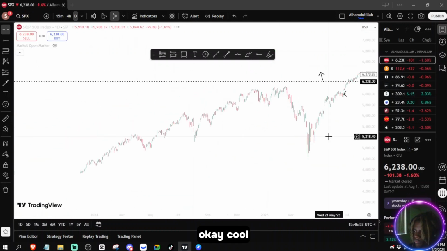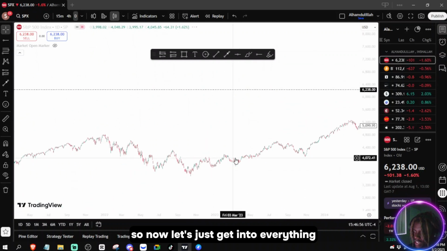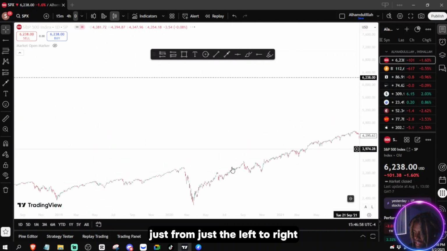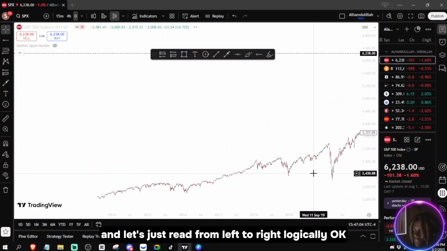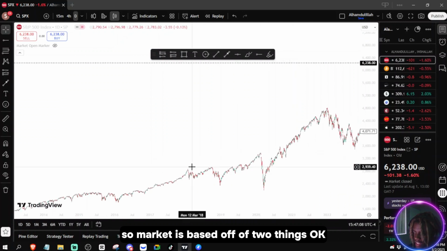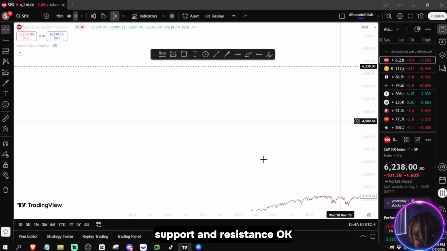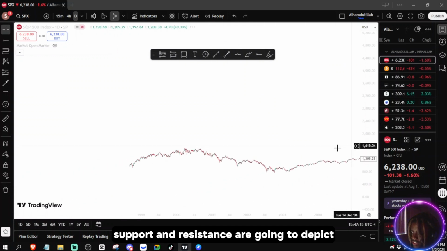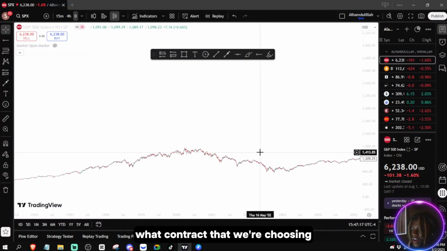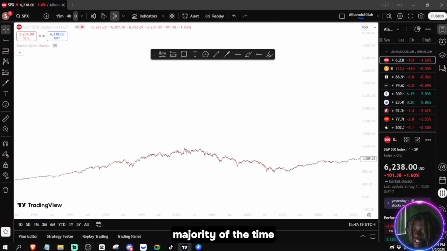Okay, cool. So now let's just get into everything from left to right. Because even though these things do seem basic, it is just everything. And let's just read from left to right logically. Okay, so market is based off of two things: support and resistance. Support and resistance are going to depict what contract we're choosing, majority of the time within the United States stock market.